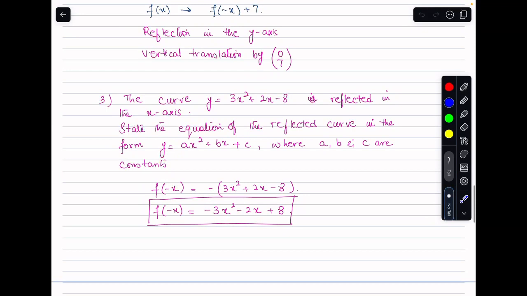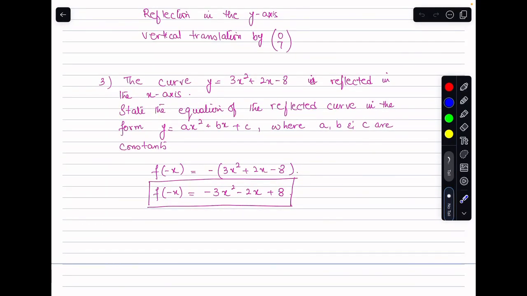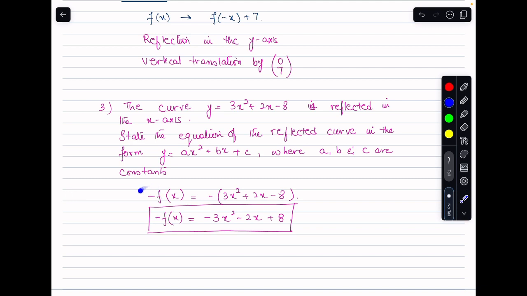Let's do another question. The curve y equals 3x squared plus 2x minus 8 is reflected in the x-axis. State the equation of the reflected curve in the form y equals ax squared plus bx plus c, where a, b, and c are constants. So this curve should get reflected in the x-axis, and we know that whenever a curve gets reflected in the x-axis, the function should have a negative sign outside the function. The negative sign outside the function has to be there for the reflection in the x-axis.